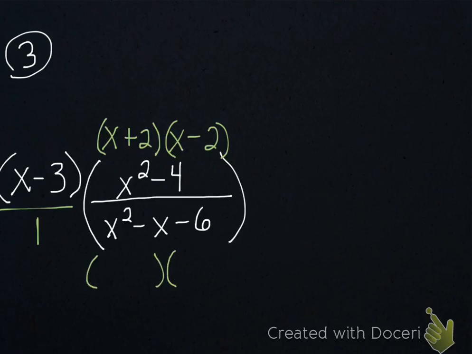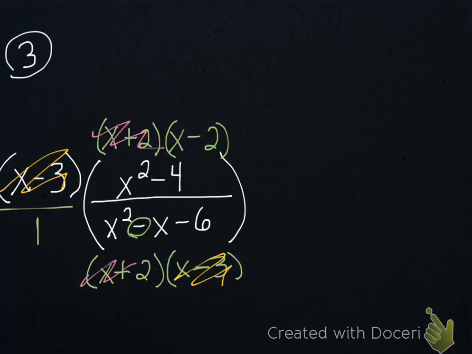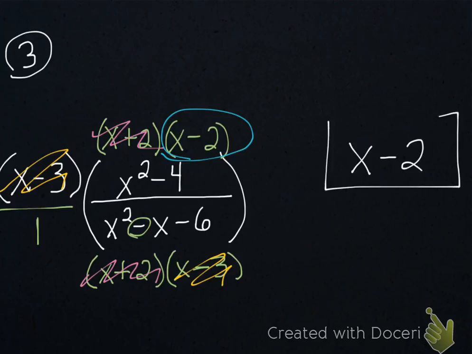Now for the denominator. What 2 numbers multiply to give me 6 and subtract to give me 1? Okay, I'm going to have a 3 and a 2. Which one's positive? The 2 is positive because the 3 has to have the same sign as the middle. Now let's see what cancels. Well, the x minus 3 out front cancels with the x minus 3 in the denominator. The x plus 2 on top cancels with the x plus 2 on the bottom. So the only thing left is that x minus 2 in the numerator. We do not need to put it over 1, it's understood.